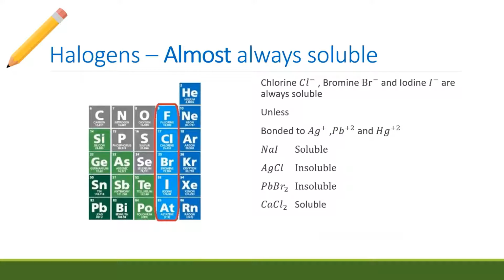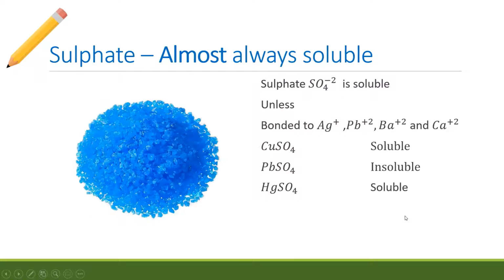But then if we've got halogens, so I, Cl, these are almost always soluble, except when they're bonded to silver, lead, or mercury. Ag, Pb, Hg. So if you see something with a Ag in it or a Pb, you should be careful because they're probably insoluble. Sulfates, again, are almost always soluble, but if you're bonded to silver, lead, and this time not mercury, but actually barium and calcium, so Ba, Ca, it's not going to dissolve.